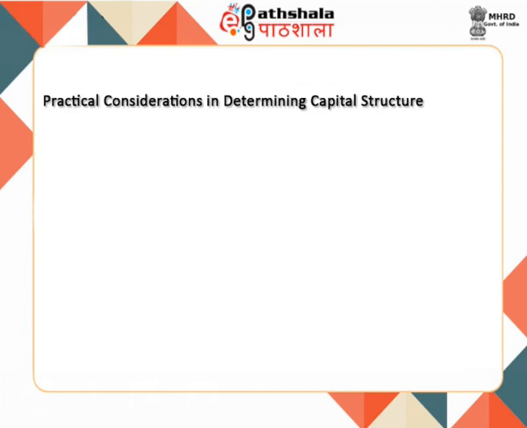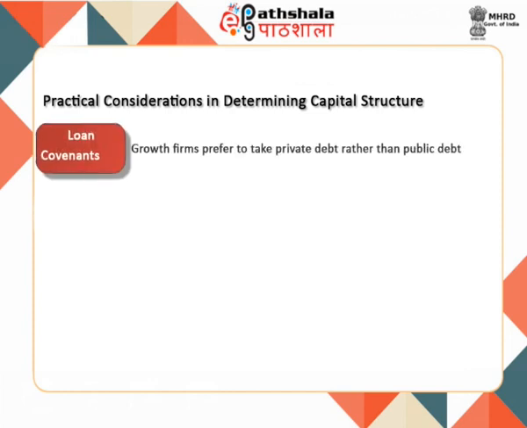Next consideration is loan covenants. Covenants in a loan put some restrictions, like restrictions on cash dividend, capital expenditure, etc. Private debt contains both positive and negative covenants, while public debt has a lot of negative covenants. Growth firms prefer to take private debt rather than public debt as it is much easier to negotiate terms with a few private lenders than several debenture holders.